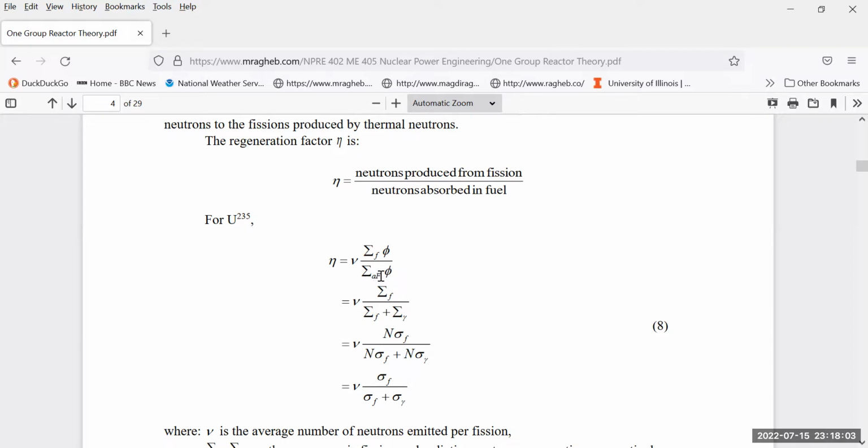The absorption in the fuel is equal to the macroscopic fission cross-section in the fuel plus the neutron captures, where a neutron is absorbed and a gamma photon is emitted. We can expand the macroscopic fission cross-section as capital N, the number density of the fuel, multiplied into the microscopic fission cross-section, divided again by that factor. And then again, we have to introduce capital N here for the radiative captures as capital N sigma sub gamma.